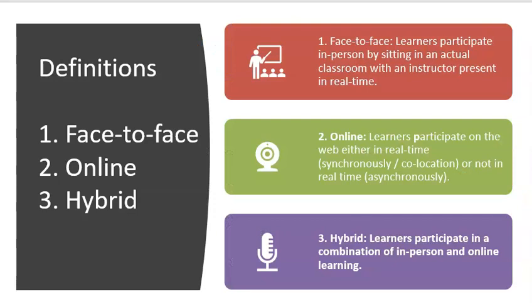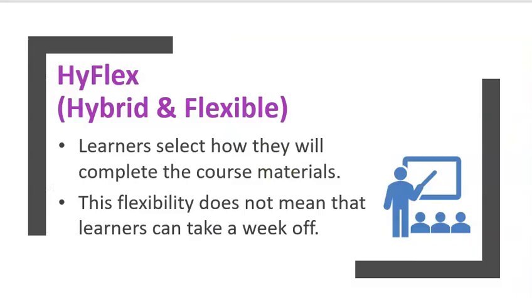Let's start by defining some key terms, and those are face-to-face, online, and hybrid. Face-to-face, learners participate in person by sitting in an actual classroom with an instructor present in real time. Online, learners participate on the web, either in real time, which is synchronously, or called co-location, or not in real time, which is referred to as asynchronously. Hybrid, learners participate in a combination of in-person and online learning.